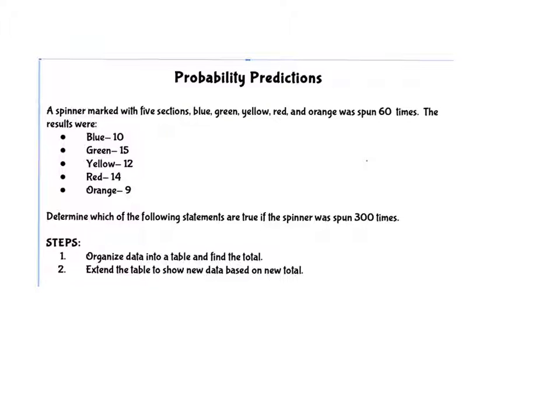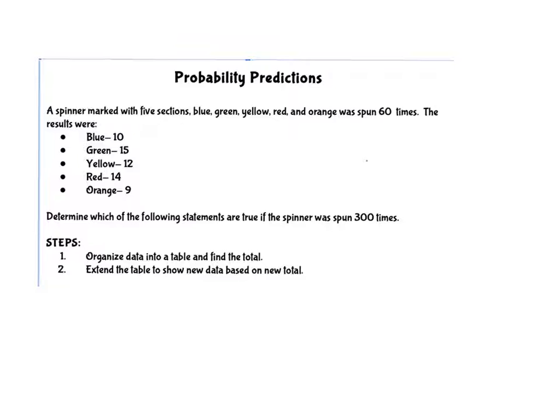So we're still going to organize our data in a table. We're still going to find the total. We're still going to write a ratio, but this time we're going to be looking at more of these true-false statements. Based on our data and our calculations, we're going to determine which statements are true and which ones are false.